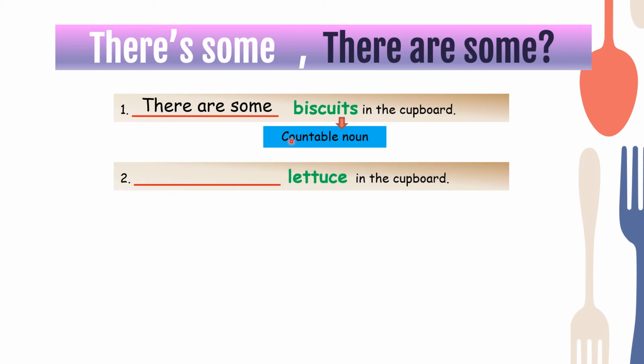The second question goes, blank letters in the cupboard. Now look at the word letters. What kind of noun is this? Is it countable or uncountable noun? It is uncountable noun. Okay, we cannot count letters, so it becomes uncountable noun.